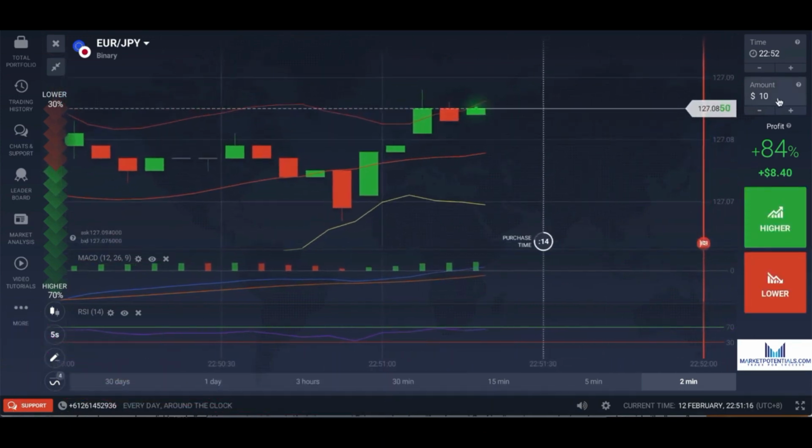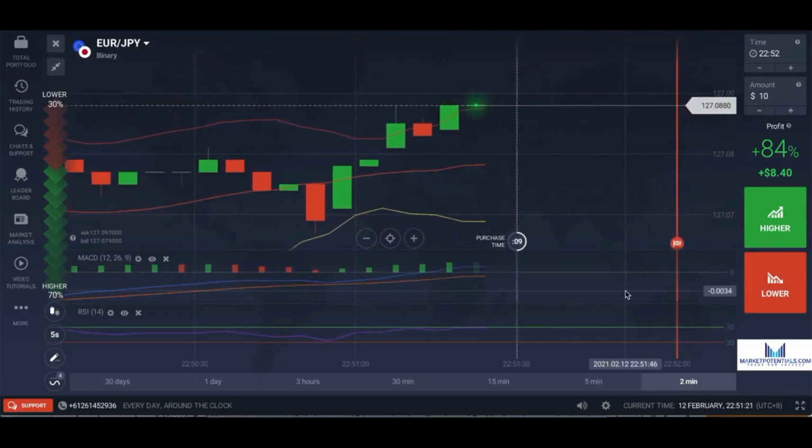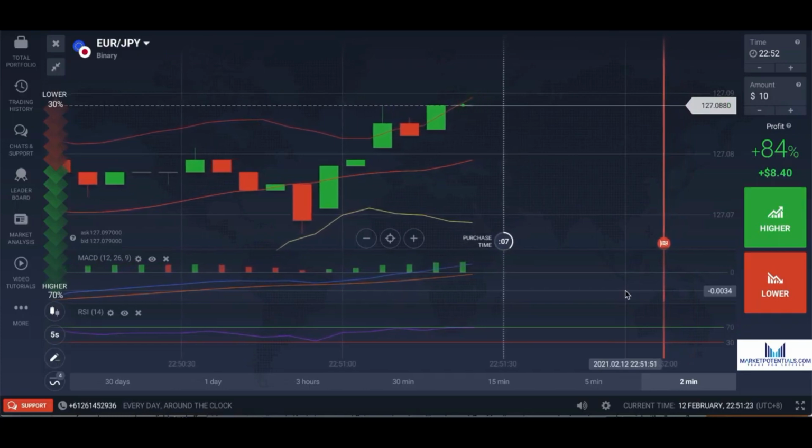So then you just want to put your amount here, $10. Just select higher or lower accordingly, and start getting a hang of how things are done.